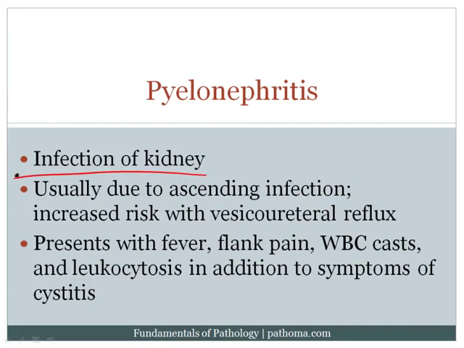Pyelonephritis is when you get infection of the kidney. Now, this is also usually going to be due to an ascending infection, and there'll be an increased risk if there's reflux from the bladder up to the ureters. Of course, if what's in the bladder is being refluxed into the kidney, there'll be an increased risk for infection to go up to the kidney.